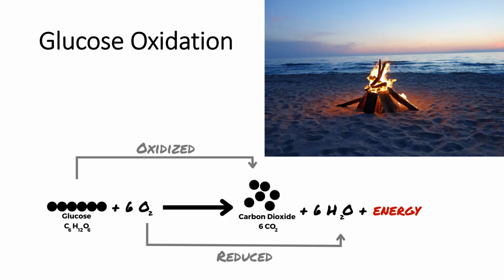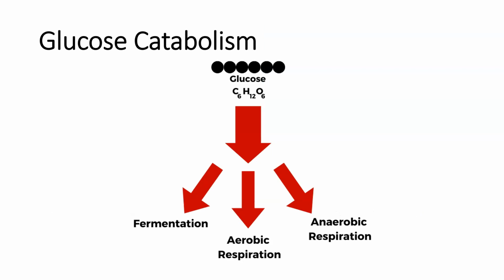For cells to capture that energy and put it into a form that can be used for cellular work, namely ATP, glucose breakdown or catabolism occurs in a series of enzymatically controlled reactions. We are going to learn about three different pathways that microbial cells use to extract energy from glucose. All three pathways start out the same, but diverge in terms of their products and the amount of energy that they release. In this video, we will focus our attention on aerobic respiration. In the next video, we will look at fermentation and anaerobic respiration.